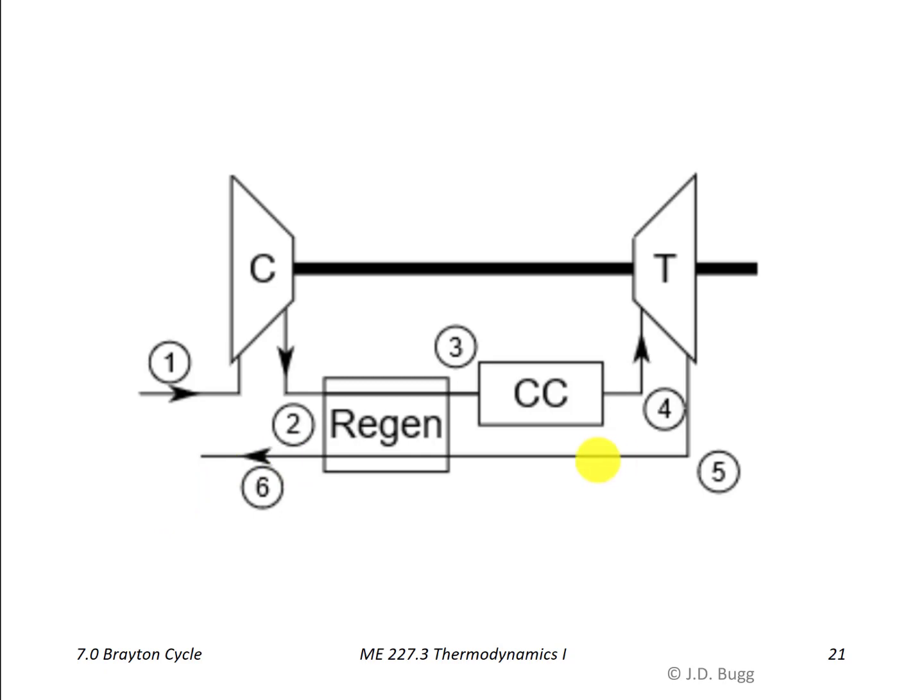So these gases are hotter than these gases, and that's what allows heat to transfer in that direction in the regenerator, and it means that we can preheat this air from there up to a higher temperature here before it goes into the combustion chamber, and that means we need to add less energy in the combustion chamber. So that's how our regenerator will increase the efficiency of this machine.